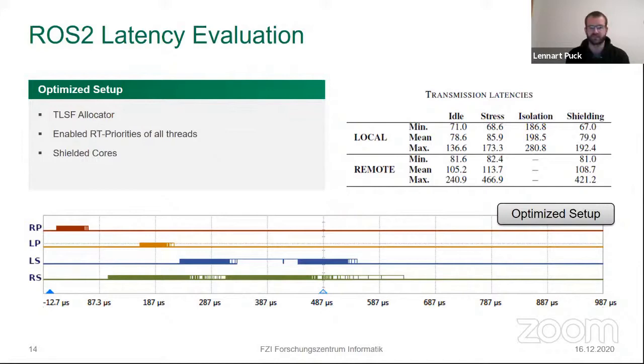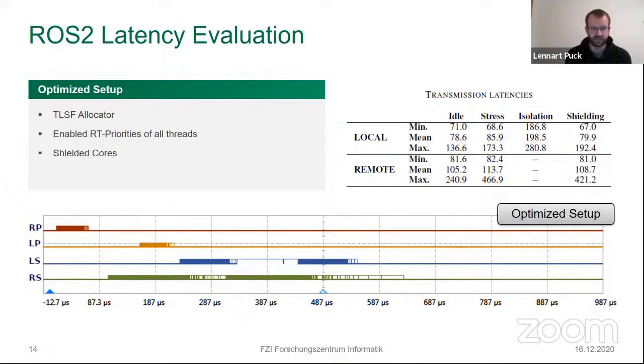Our finding was that the XMIT thread had to be with a high priority, since that handles everything with the network communication. And furthermore, as previously already mentioned, the shielded cores are a good measurement to reduce the impact of the stress on the system.